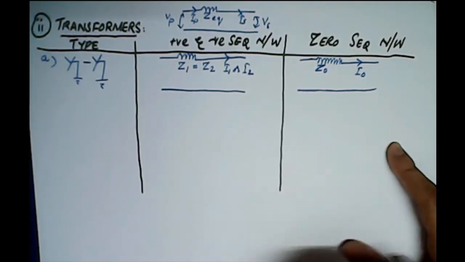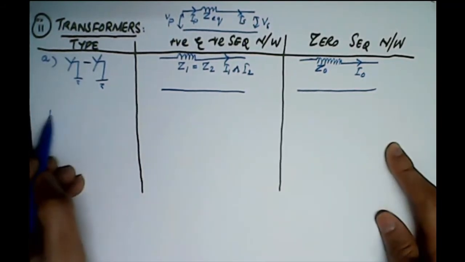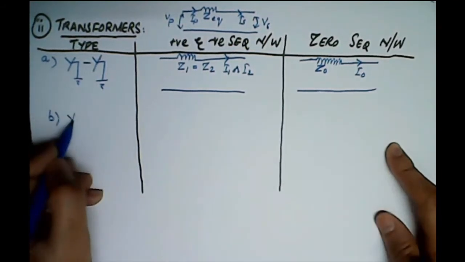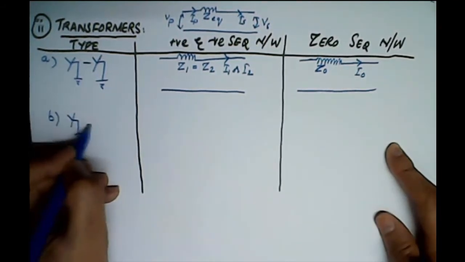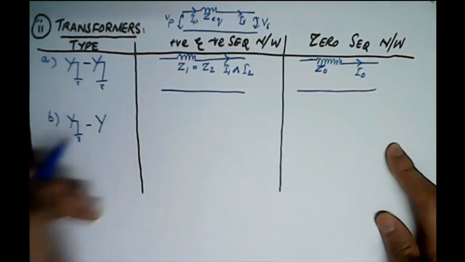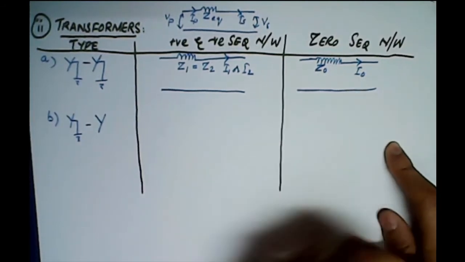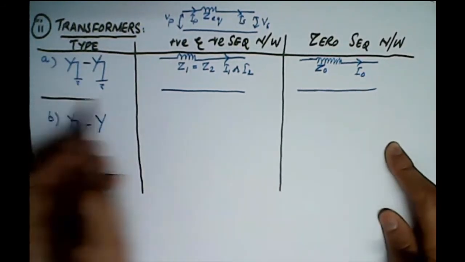Now comes the trickier part, part B. Let's say I have a transformer where the primary winding is Y and grounded and the secondary winding is Y, but there is no neutral grounding. Now what will happen when we discuss this?